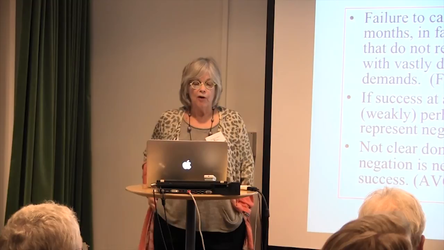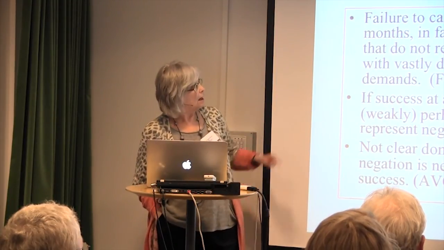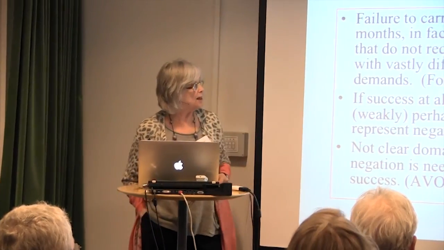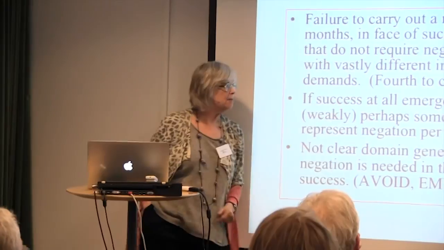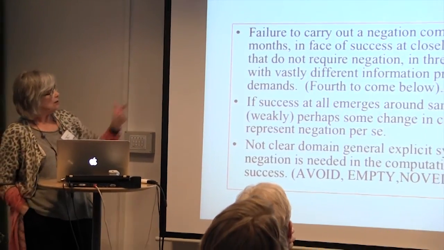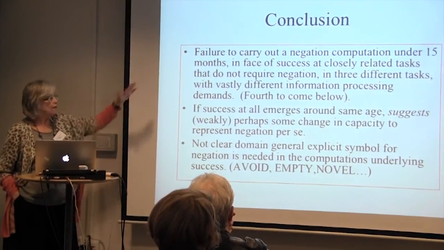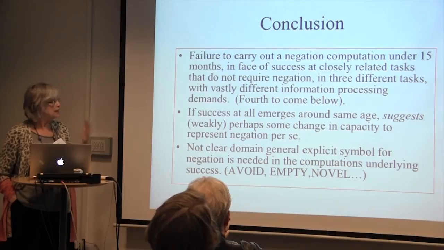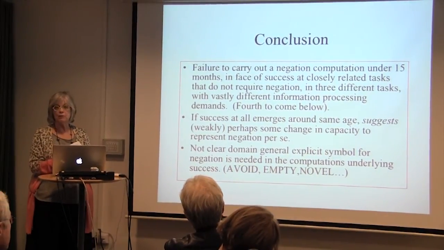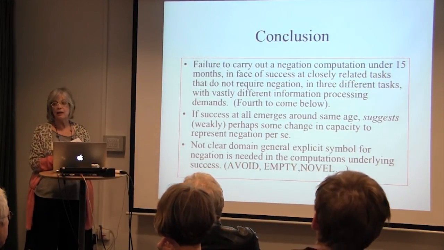The failure to carry out a negation computation under 15 months in three different tasks with vastly different information processing demands, and the fourth was same and different that came below. There is a failure, and if the success at all of these emerges around the same age, this suggests perhaps that there's some change in capacity to represent negation per se. What are they learning at this age? They're learning to express negation in language.